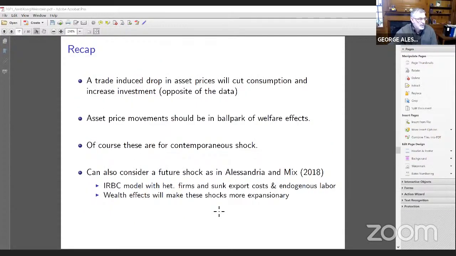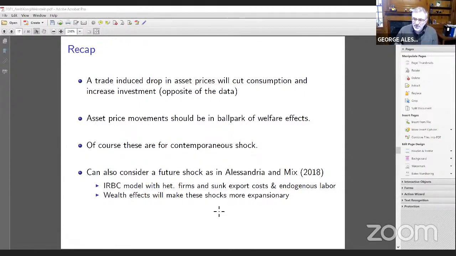So just to recap, a trade-induced drop in asset prices will cut consumption and increase investment, which is kind of opposite of the data. The asset price movements should be in the ballpark of the welfare effects, which is not what David and Mary were telling us, which is really puzzling to me because that's pretty much in every model that I've written down, even a standard Melitz model. And of course, this is basically what you would get with a contemporaneous shock.